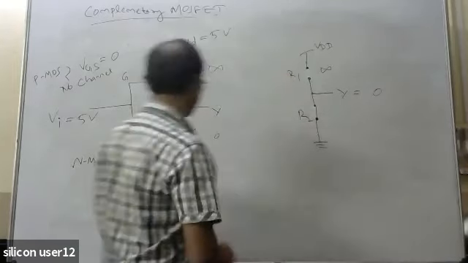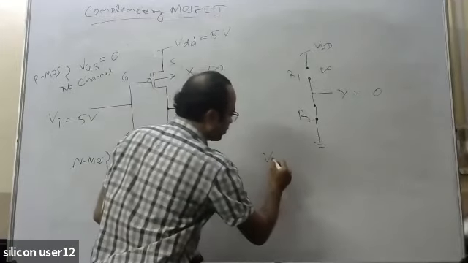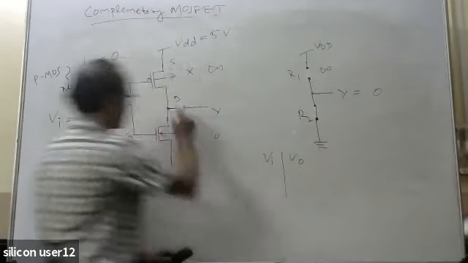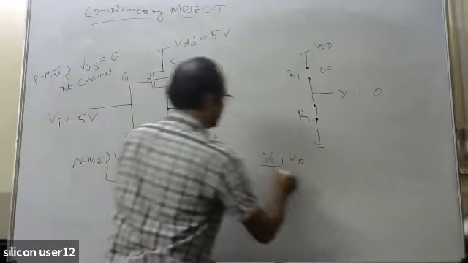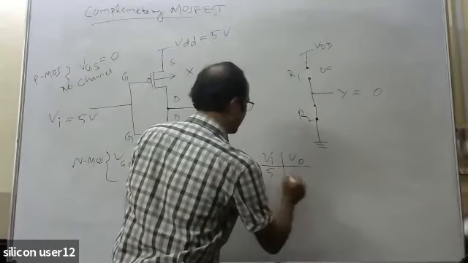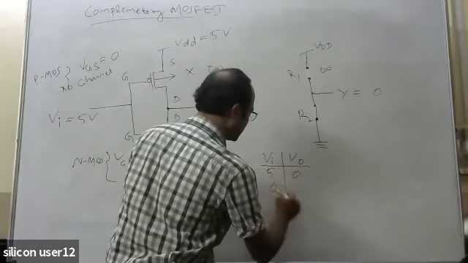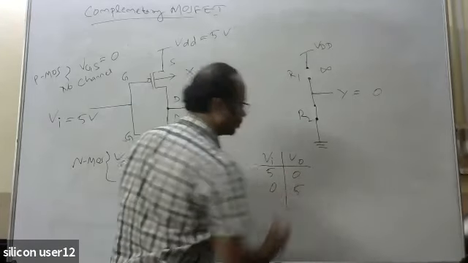Okay, that means what? When the input Vi, ये जो सर्किट मैंने बनाया है, उसमें if the input is 5 volt, then the output is 0. If the input is 0, then the output is 5 volt. Okay.